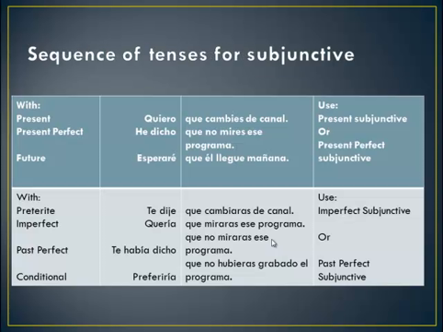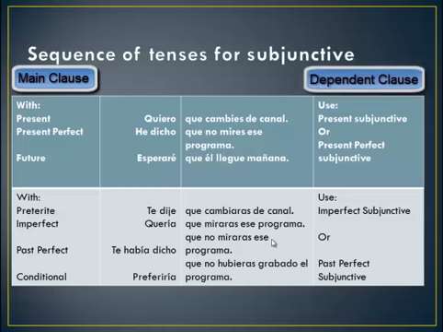So when do I use these? Too many tenses. Again, I just threw two more at you. So look at this chart. So with the present, present perfect, or future in your main clause, you're going to use your present subjunctive or your present perfect subjunctive in your dependent clause, right? If you have your WEIRDO, your change of subject, all of that good stuff, okay?